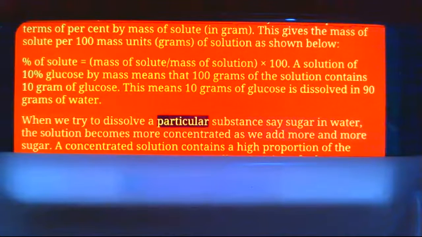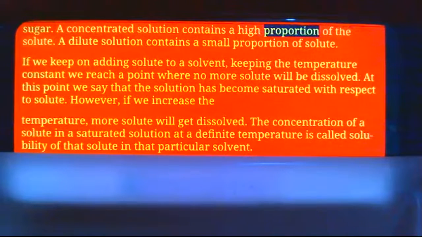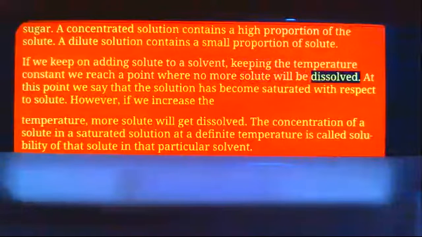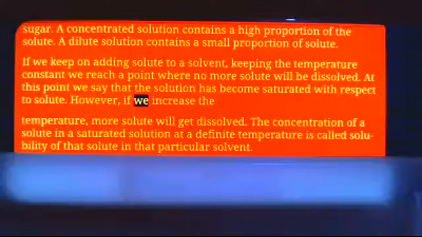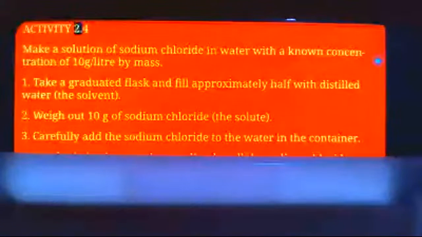When we try to dissolve a particular substance, say sugar, in water, the solution becomes more concentrated as we add more and more sugar. A concentrated solution contains a high proportion of the solute. A dilute solution contains a small proportion of solute. If we keep on adding solute to a solvent, keeping the temperature constant, we reach a point where no more solute will be dissolved. At this point, we say that the solution has become saturated with respect to solute. If we raise the temperature, more solute will get dissolved. The concentration of a solute in a saturated solution at a definite temperature is called solubility of that solute in that particular solvent.